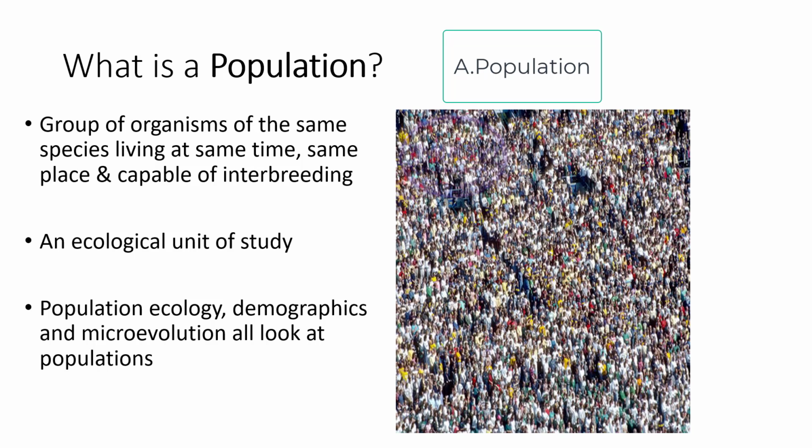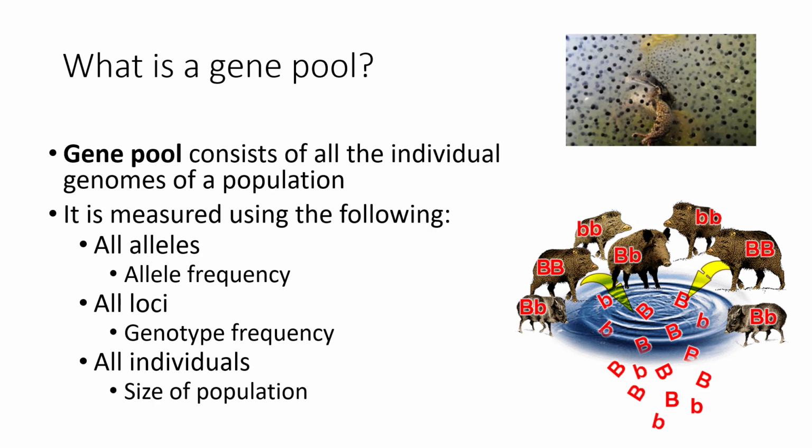A population is a group of organisms of the same species living at the same time in the same place and thus capable of interbreeding. We use this as an ecological unit of study. When we get a group of organisms together, they are a population and we can study that specific population. Doing so is called population ecology or demographics. And we're going to look at something called microevolution that looks at the allele frequencies and how they change in that population.